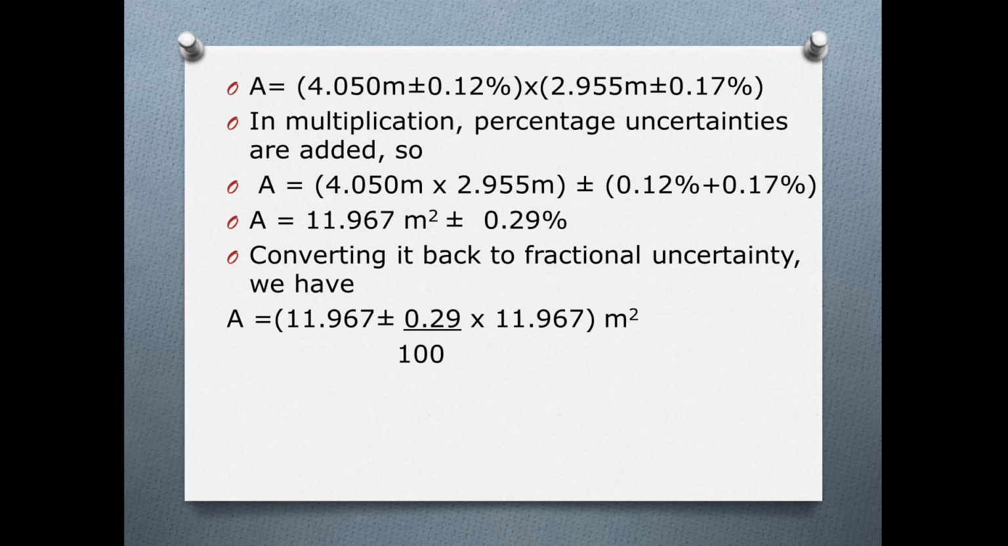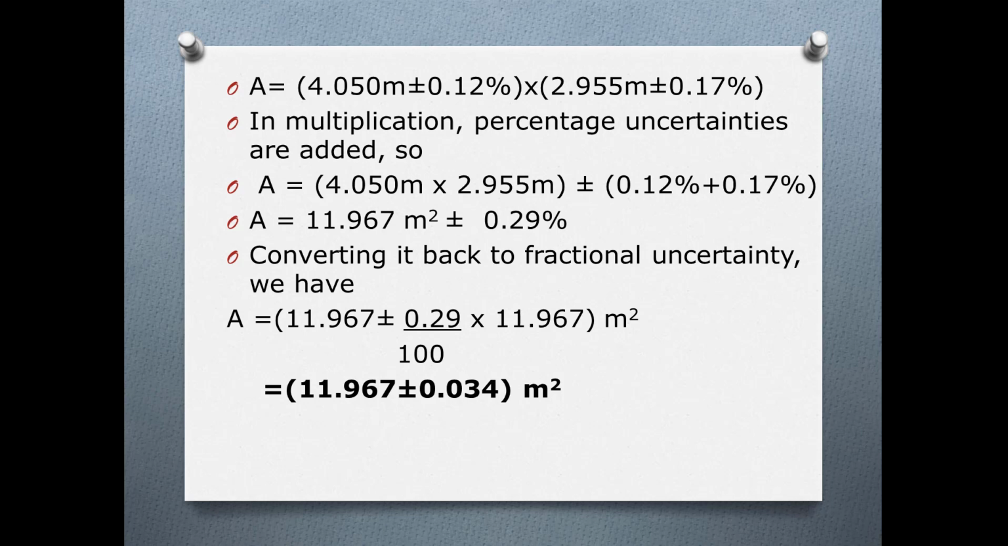We will multiply the percentage with the actual value and divide it by 100. We will get the absolute uncertainty. So our result will be 11.967 plus minus 0.034. But keep this in mind that most of the time we keep our uncertainty limited to one significant figure.